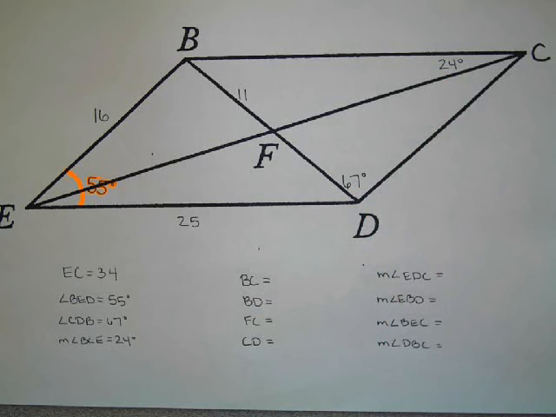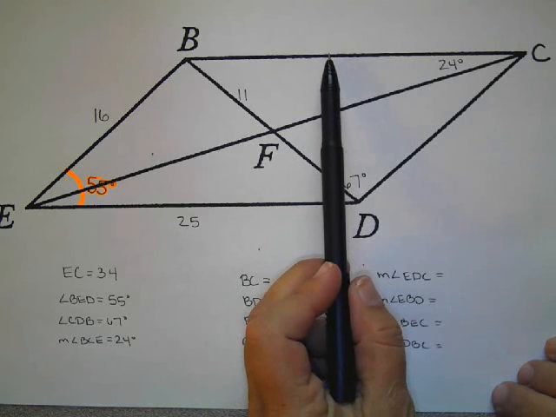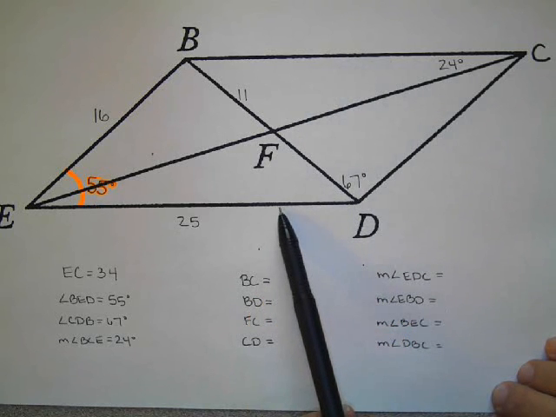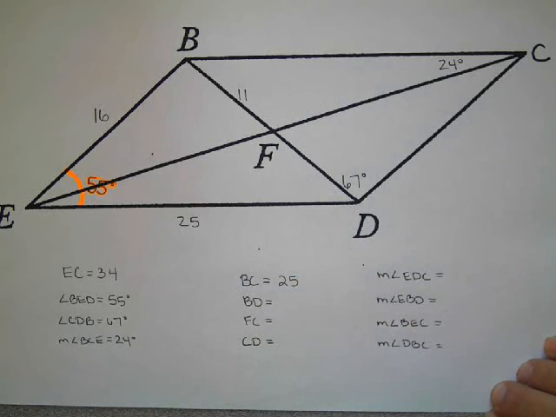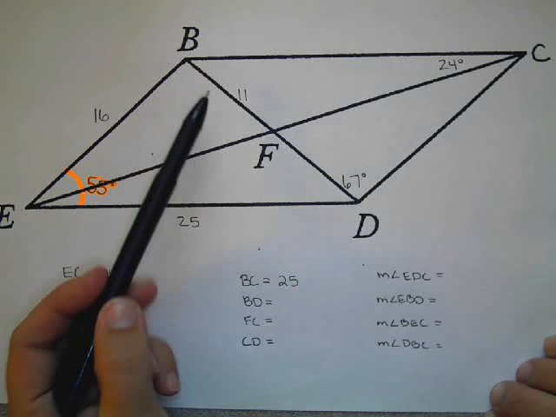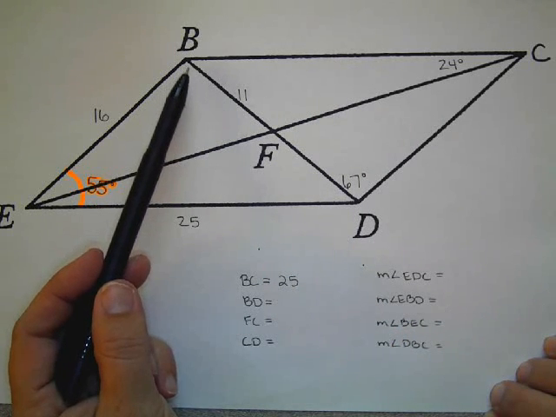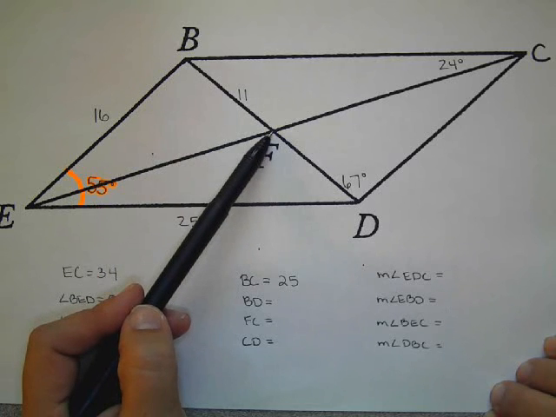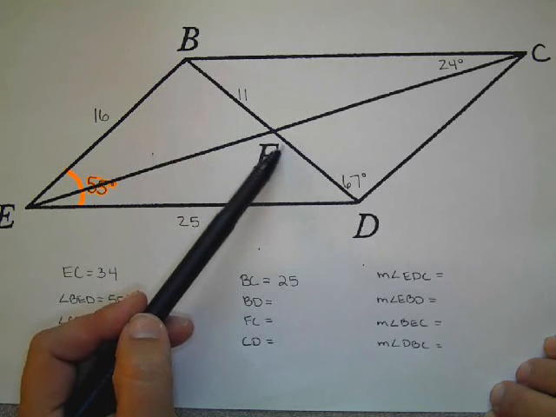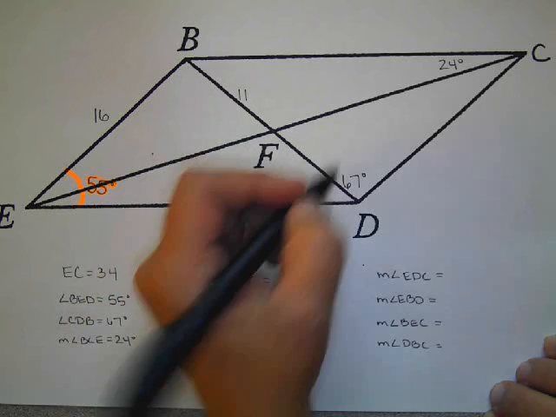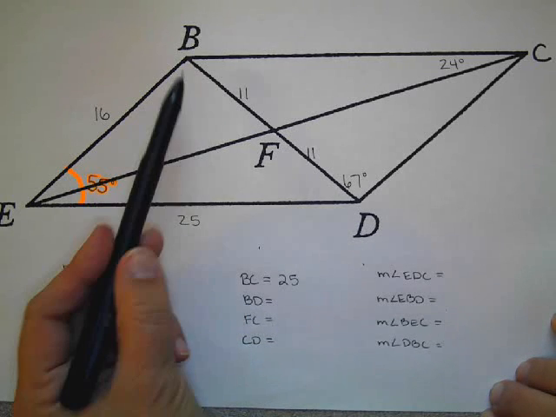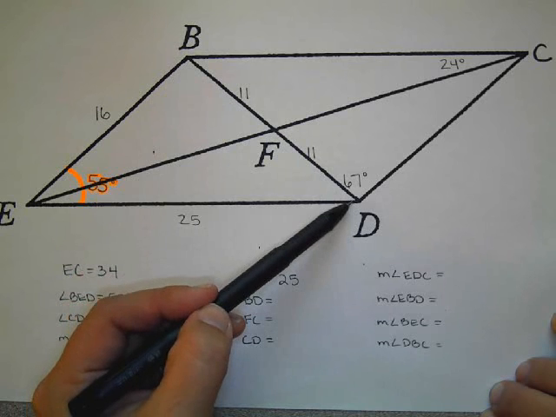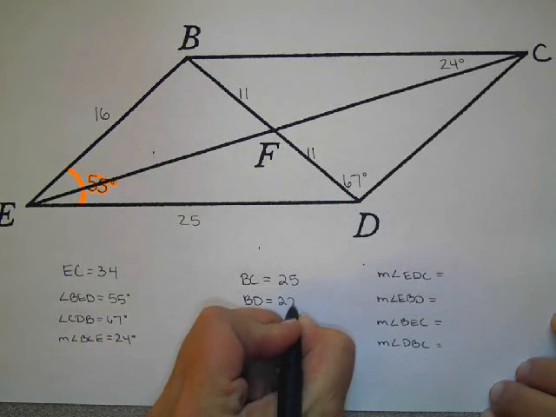So the first thing we want to do is find the missing segment lengths. BC is opposite side ED, and in a parallelogram, opposite sides are congruent, so BC is 25. BD is the diagonal. The diagonals of a parallelogram bisect each other, so F is in the middle. That's a midpoint. So from F to D would be the same distance as from B to F, so this would be 11. Therefore, the entire length from B all the way to D would be 11 plus 11, or 22.